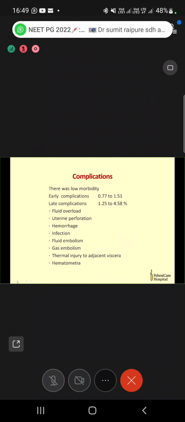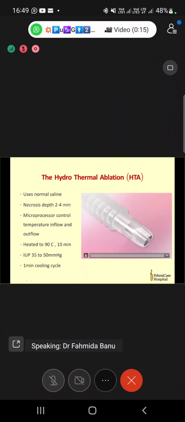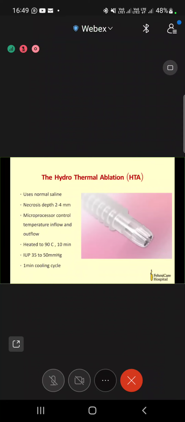The second technique is hydrothermal ablation technique. In this, normal saline is used. The destruction of endometrium is up to 2 to 4 millimeters. There is a microprocessor-controlled temperature, inflow and outflow. In this, the temperature utilized is 90 degrees centigrade.